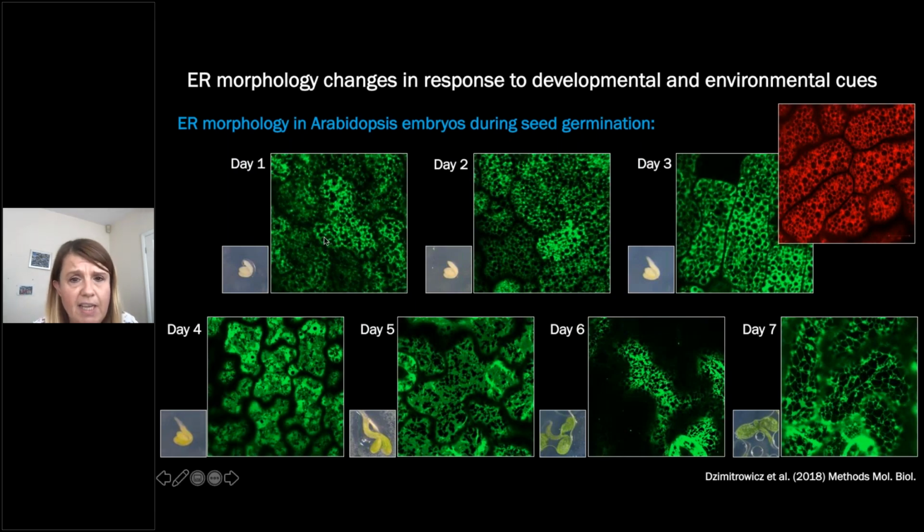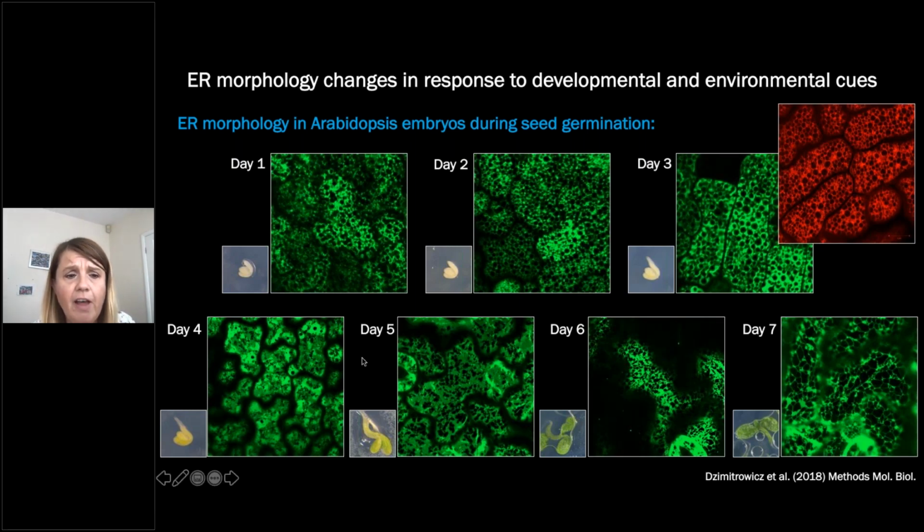And so here you can see images of the ER together with the corresponding appearance of the embryo at that time point. And what we basically saw is that from days 1 to 3, the ER didn't change much in shape. It had this quite tubular structure, but almost like a honeycomb-like appearance with these large circular spaces, and these tended to be filled up with lipid bodies in the developing embryo.